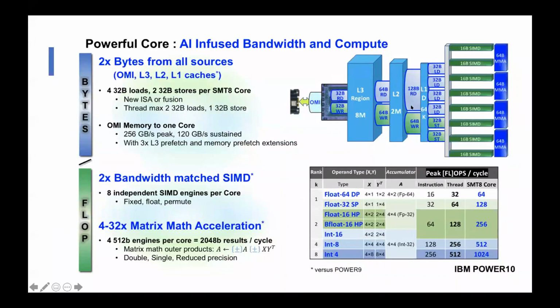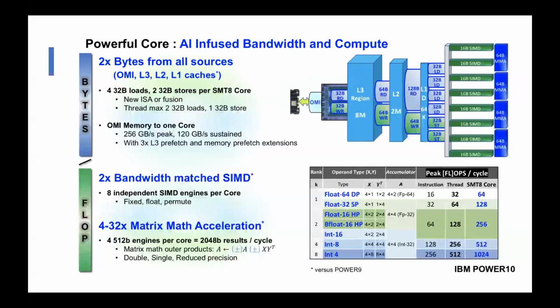And in terms of bandwidth, this doesn't come for free, because you put that much compute into your core, right? You also need to balance your memory subsystem. You need to load so much data in order to do that compute. So we have to double the load bandwidth across all different cache levels, all the way up to the memory. We support 4 32-byte loads and 2 32-byte stores at the SMT8 core level, and at the SMT4 core level it will be 2 32-byte loads and one 32-byte store. That level of load bandwidth capability is what we offer in the Power systems right now.